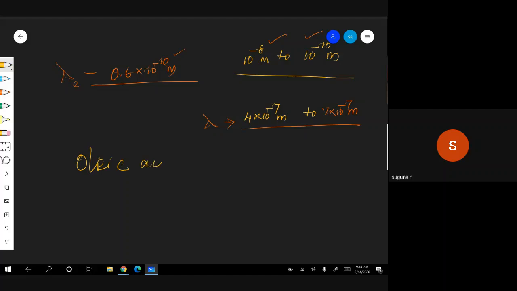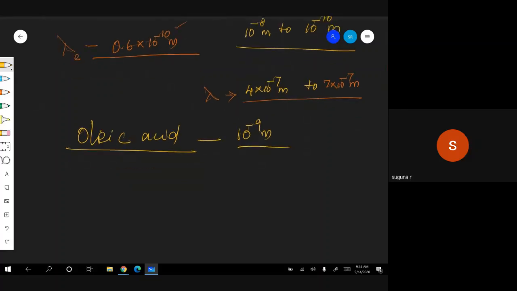Any idea about oleic acid? Oleic acid is used here because its molecular size is comparatively bigger. It is just like a soapy liquid, and the size is of the order of 10 power minus 9 meter. So you can easily find out the molecular size of oleic acid in our lab.